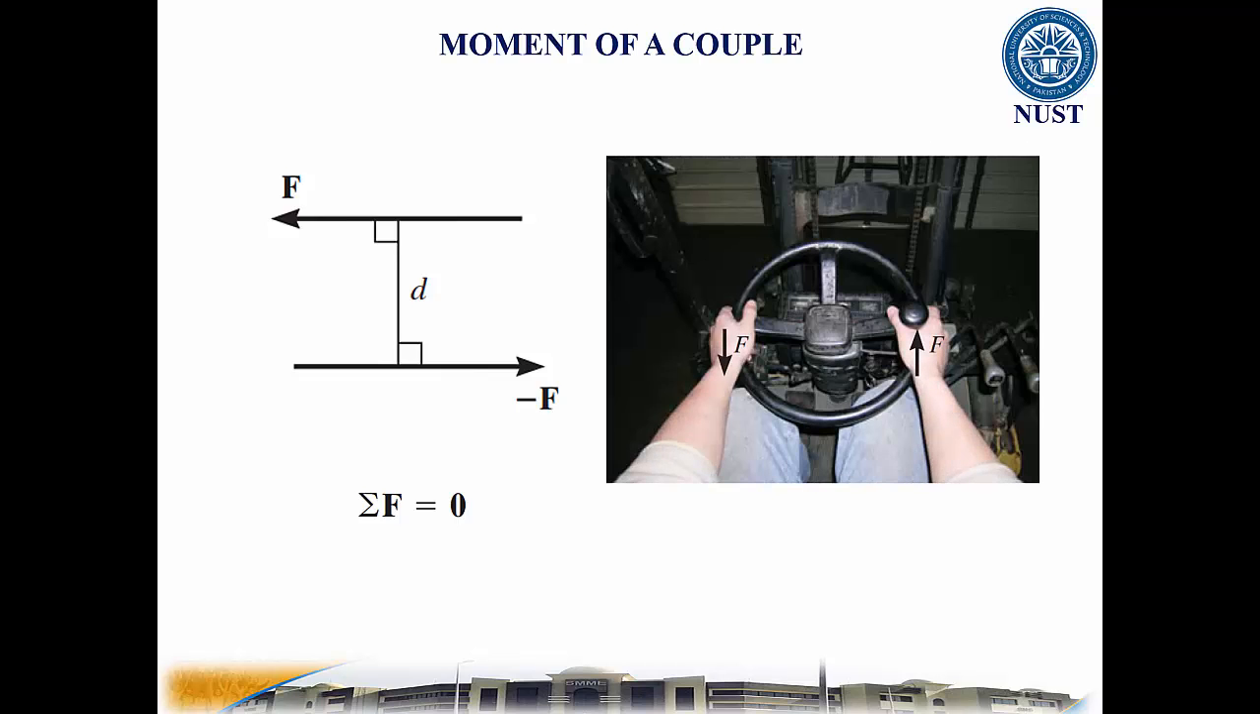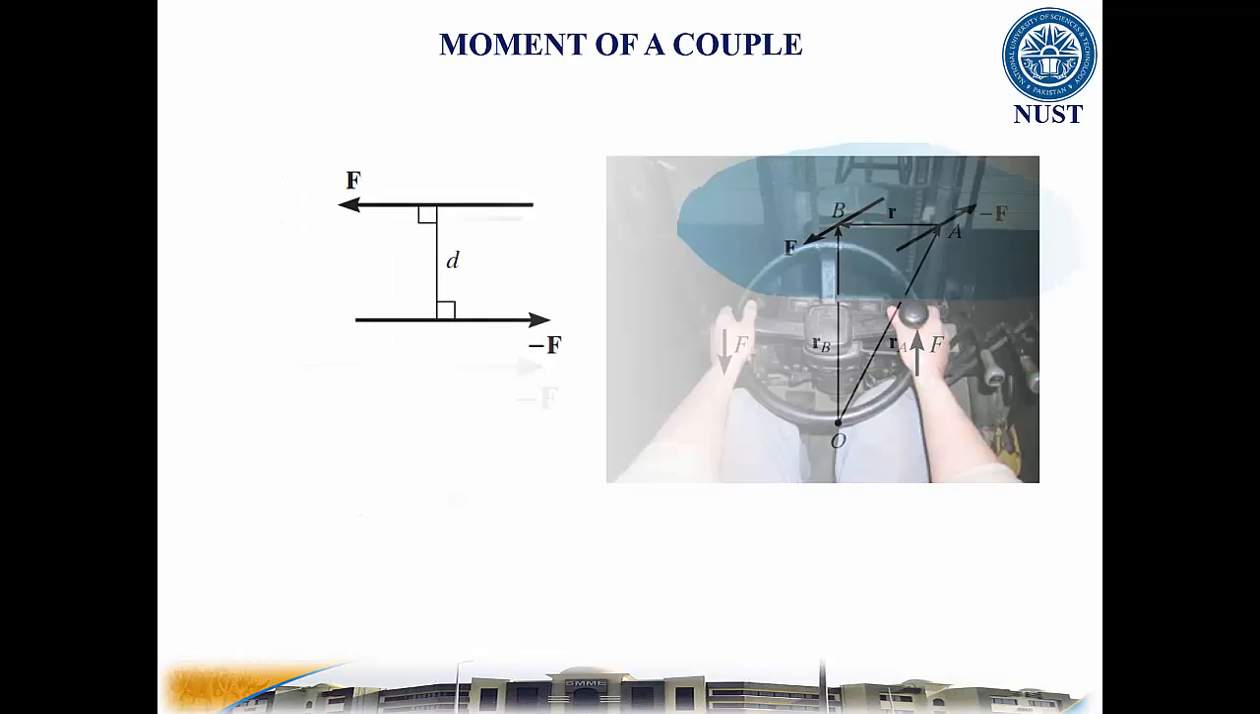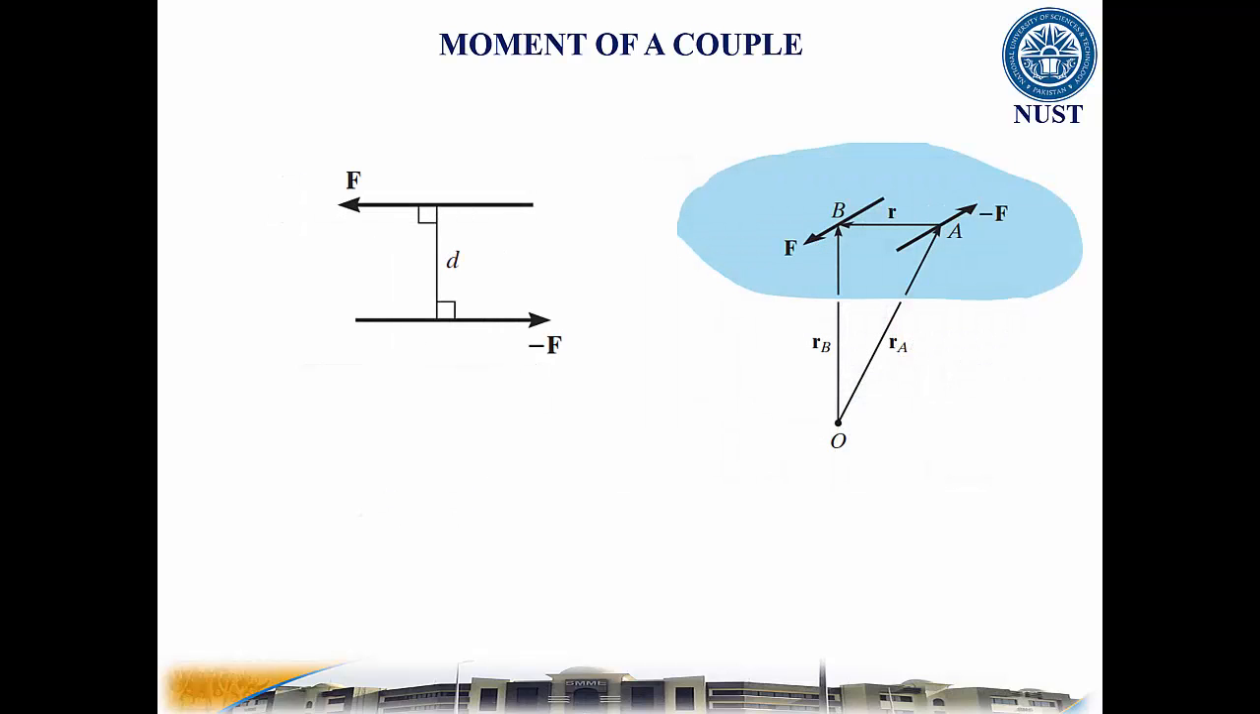For example, imagine that you are driving a car with both hands on the steering wheel and you are making a turn. One hand will push up on the wheel while the other hand pulls down, which causes the steering wheel to rotate. The moment produced by a couple is called the couple moment. We can determine its value by finding the sum of the moments of both couple forces about any arbitrary point.